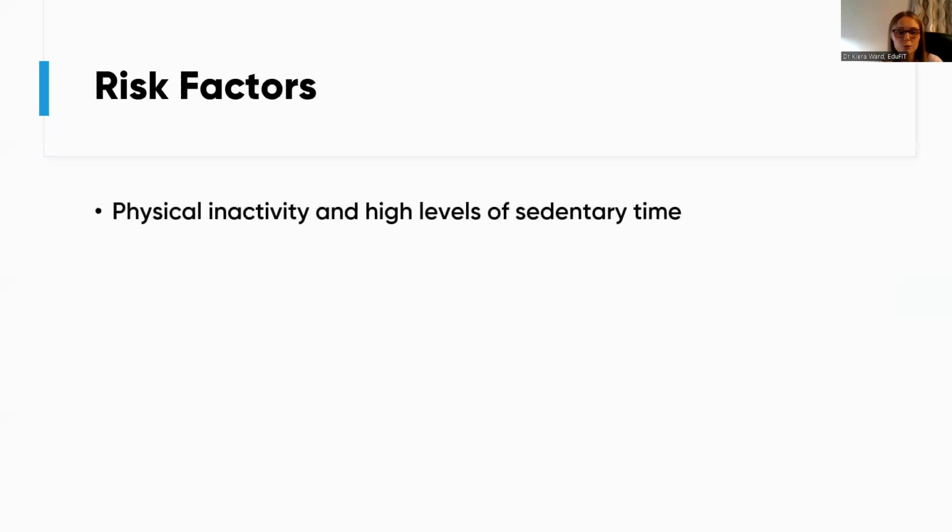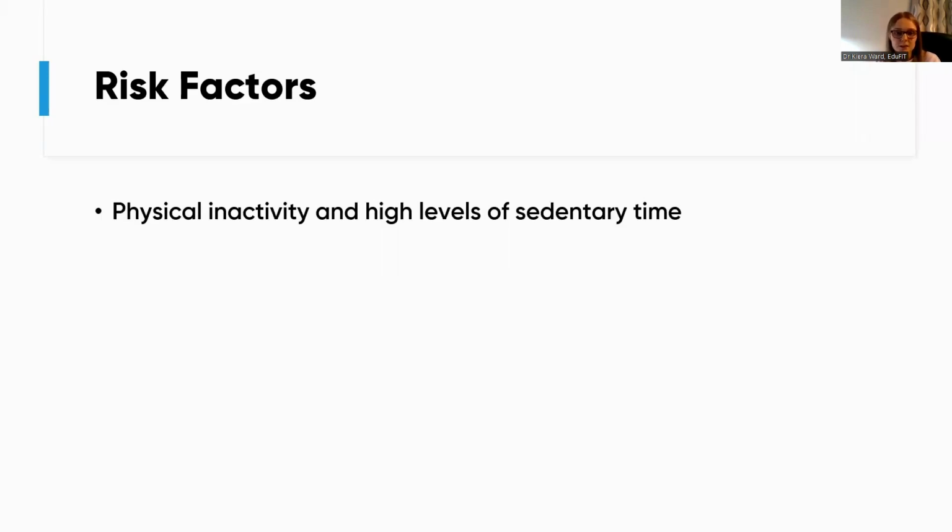So just to give some risk factors then, there are a number of risk factors that contribute to insulin resistance, pre-diabetes and type 2 diabetes. But the good news is some of these are modifiable. So there's things that we can do to prevent this.